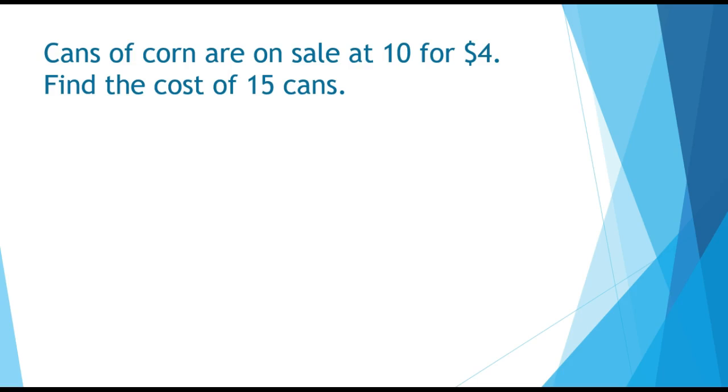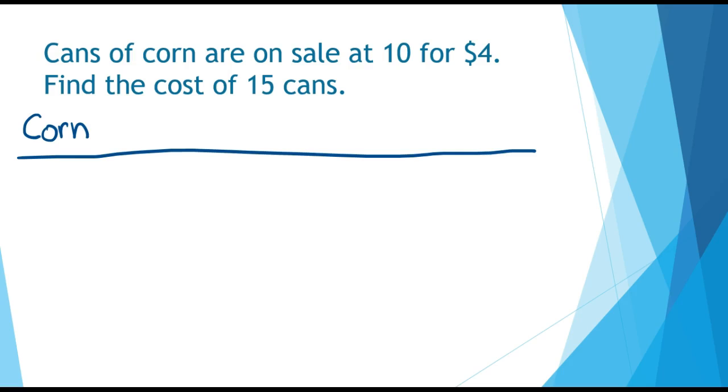Now, let's look at another one. Cans of corn are on sale at 10 for $4. Find the cost of 15 cans. So this is just like what we were talking about before, which is why I'm going back to a table. So cans of corn. So this is going to be my corn. This is going to be the cost. So we know 10 cans, $4.